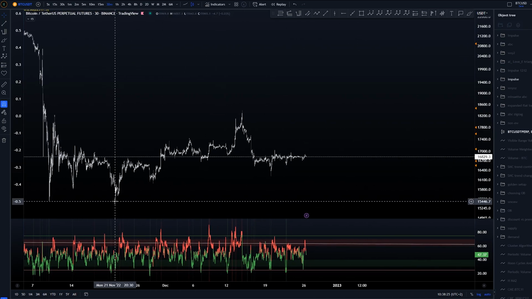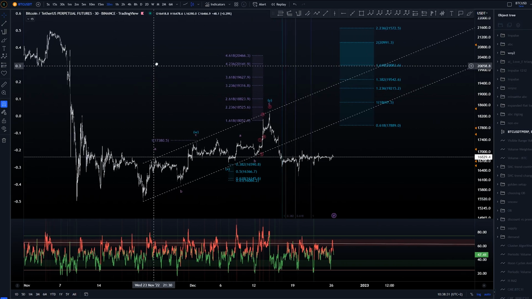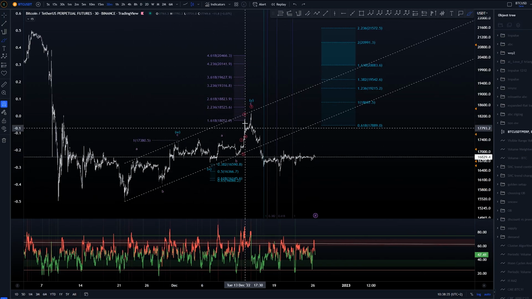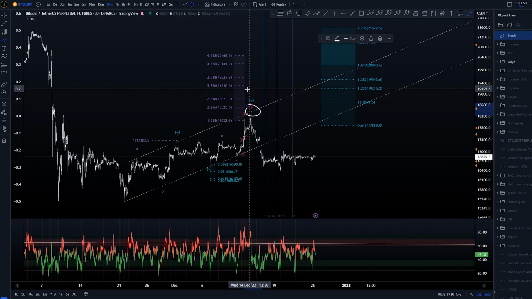From these lows, as we've seen, quite a few of our accounts are ending at the 15.5k lows. And since then, the main idea is this one, where we had this as a WXY. We had a couple of different variations of this. However, they ended up at these highs.